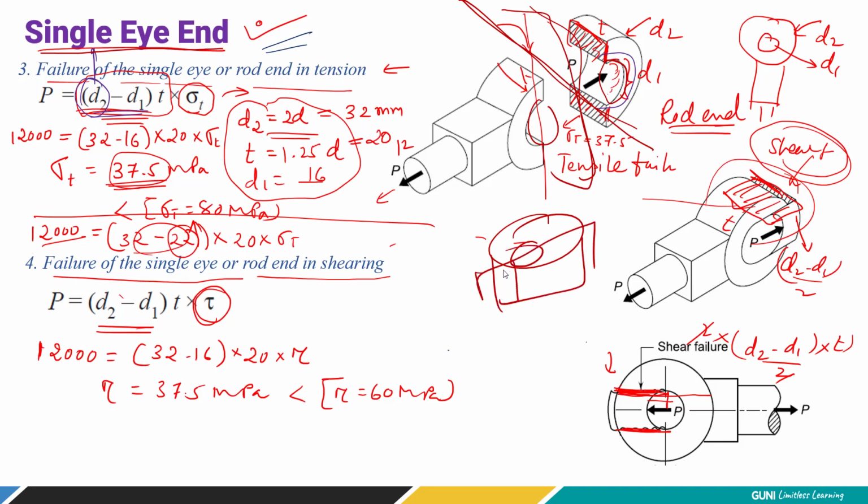So what is the possibility? So this is the section on which the load is applied. So we are interested in this resisting area, right? So what is this resisting area? So the equation is failure of the single eye rod end in tension.